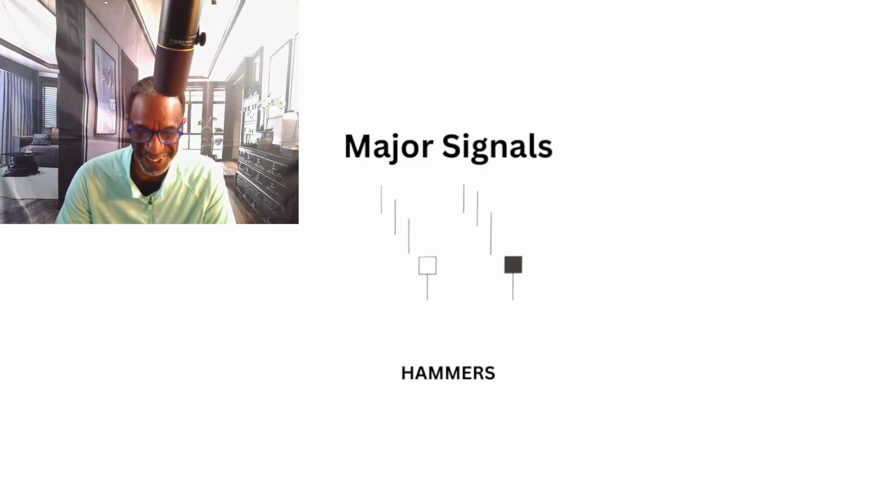Hammers. The criteria: one, the lower shadow should be at least two times the length of the body. I'll repeat that. The lower shadow should be at least two times the length of the body. And that's what we have here. Two, the real body is at the upper end of the trading range. Great. The color of the body is not important, although a white body should have slightly more bullish implications.